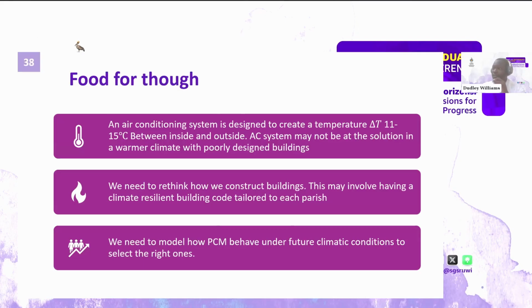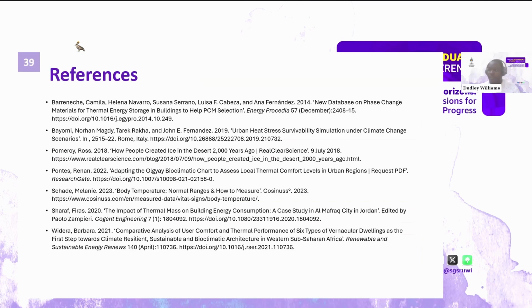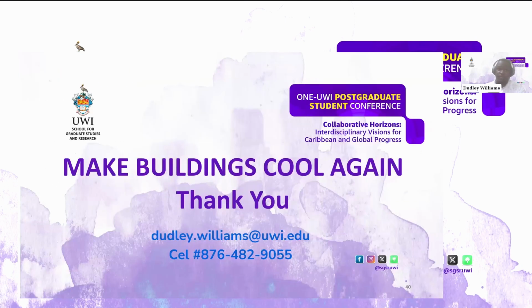However, some food for thought. An air conditioning system is designed to create a temperature difference of about 11 to 15 degrees Celsius between inside and outside temperature. Our AC system may not be the solution in a warmer climate with poorly designed buildings. We need to rethink how we construct buildings. This may involve having a climate-resilient building code tailored to each parish. And finally, we need to model how phase change material behaves under future climate conditions to ensure we select the right phase change temperature. Those are my references, and thank you for listening.